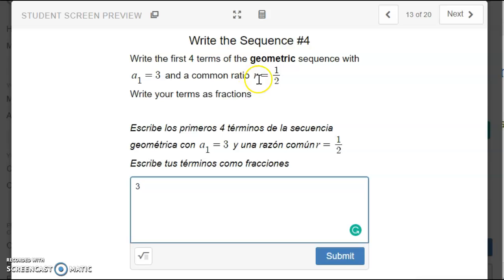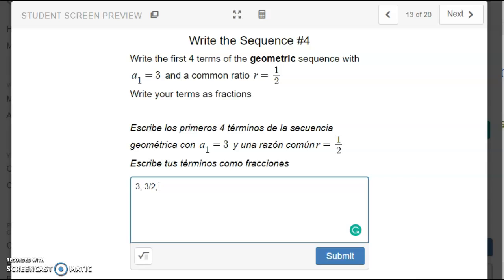But the common ratio is 1/2. That means you are multiplying 3 by half or dividing it by 2. So 3 divided by 2 is what? 1.5, or 3 over 2, up to you. And then 3 over 2 multiplied by half. Okay, so I'm dealing with fractions just because it's easier. So I am again multiplying.